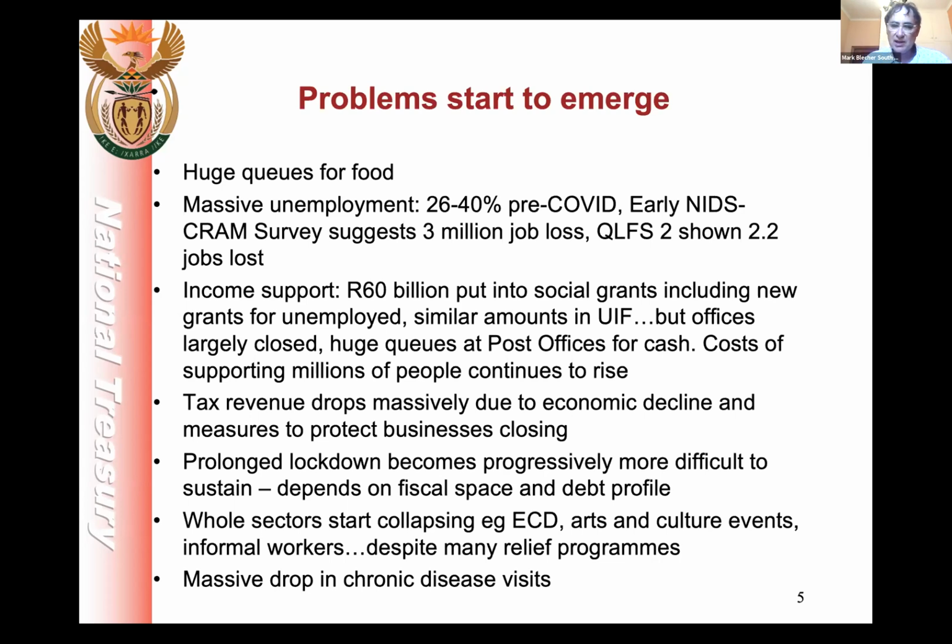And then you start seeing the collapse of whole sectors, important sectors like early child development, which after 3 or 4 or 5 months of lockdown and not getting fees, many of our early child development centers are run through NGOs, paid through fees. And you start seeing huge numbers of poor women ECD teachers losing jobs, the arts and culture industry being decimated, informal workers, a lot of these 2 million job losses. And all of this despite large relief programs. And on the health sector side, a massive drop in chronic disease visits, HIV visits, etc.